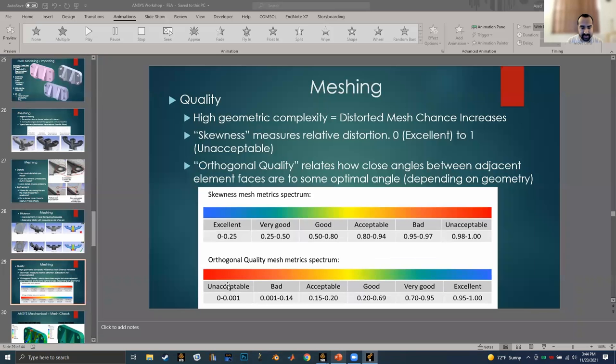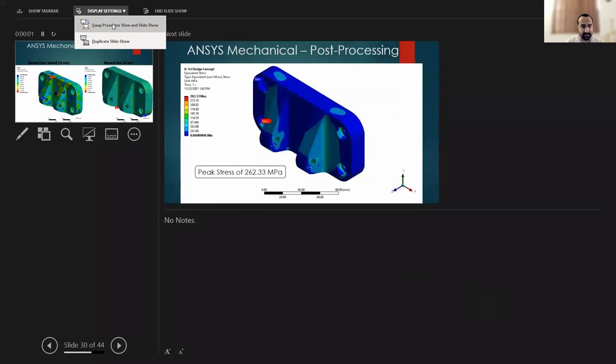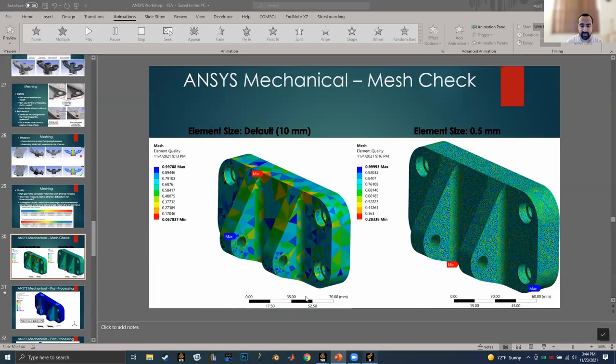For our purposes, if you had set an element size of 10, you would have been able to see an element quality that goes from 0.06 all the way up to 1. Usually you want to increase the lowest element quality as high as you can. In this case, if you set the element size down to about 0.5, the minimum would have been about 0.2. This suggests that maybe tetrahedrons aren't the best element to use for this, so you could have changed what type of element you use.